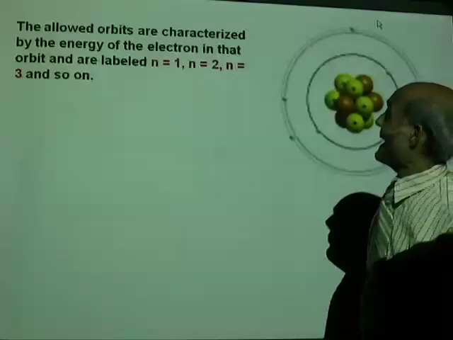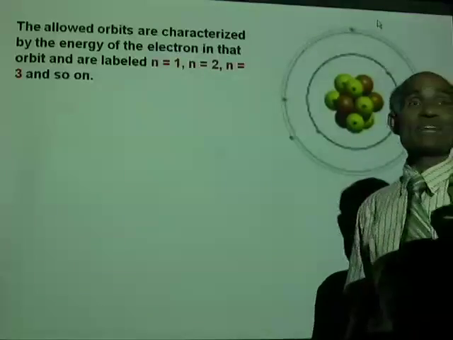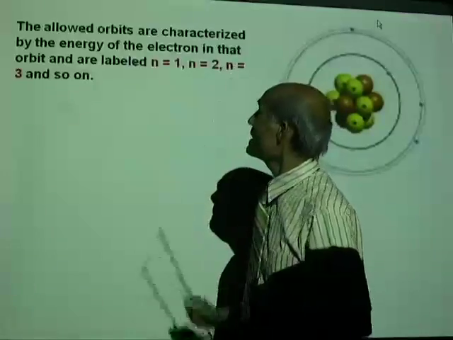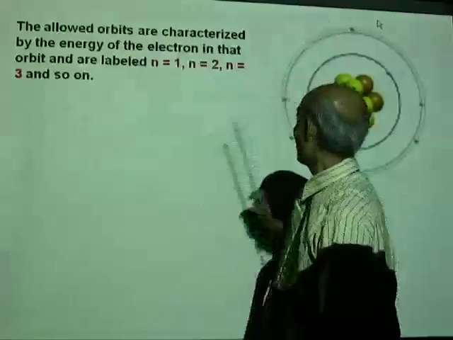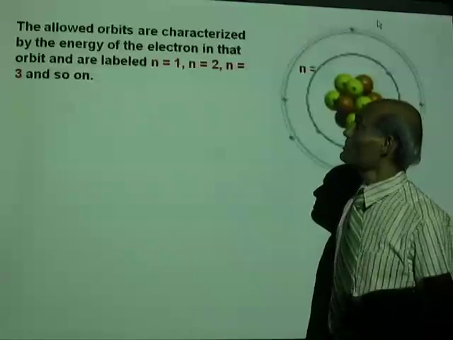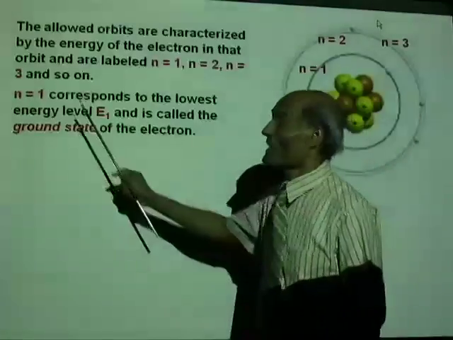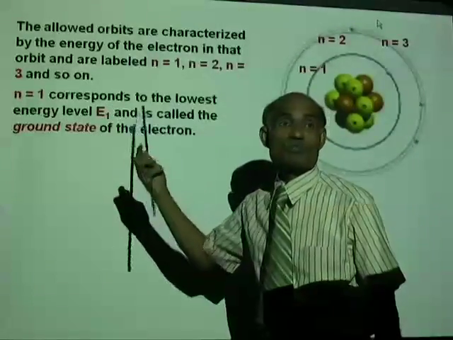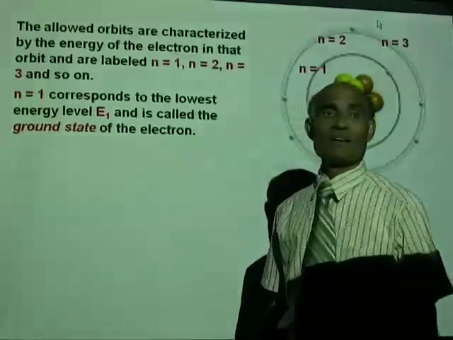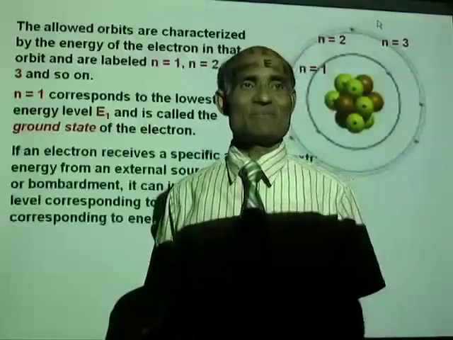All right. The allowed orbits are characterized by the energy of the electron in that orbit and are labeled n equal to 1, n equal to 2, n equal to 3, and so on. In fact, the first orbit is n equal to 1, and we talked about that already. Now, n equal to 1 corresponds to the lowest energy level, and we call that energy E1. And the lowest energy level is the ground state.